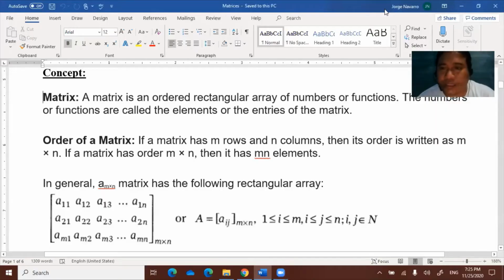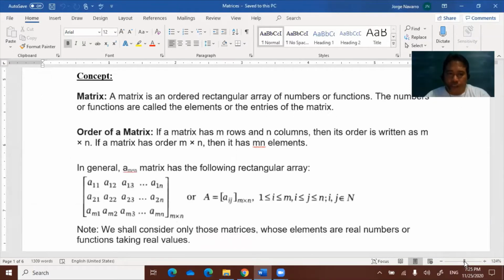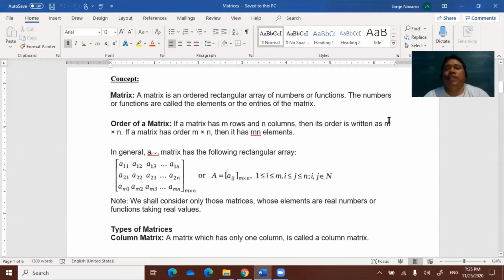Good day, good night, everybody. So today we're looking at matrices. That's the topic that we're dealing with today. All right, and matrices, as I said, is the first topic that deals with Form Four.